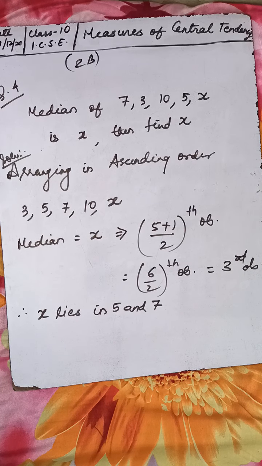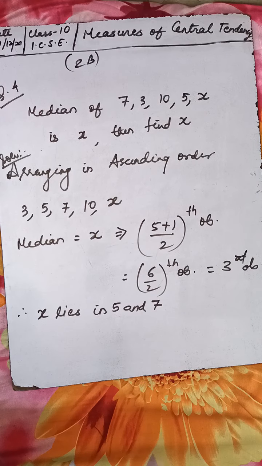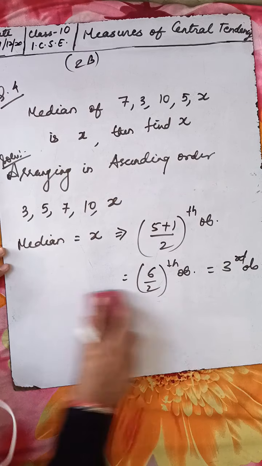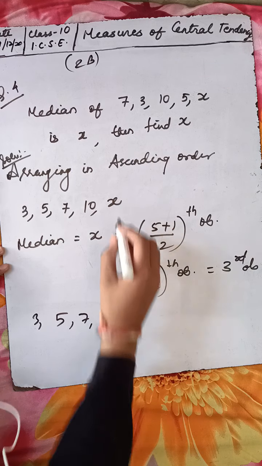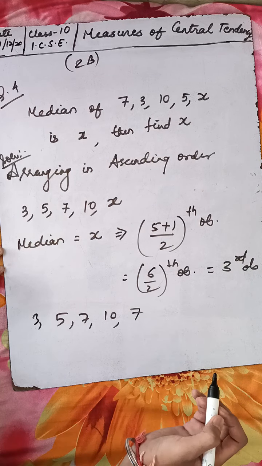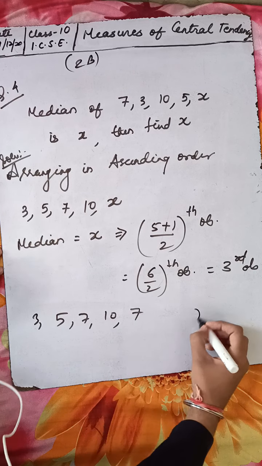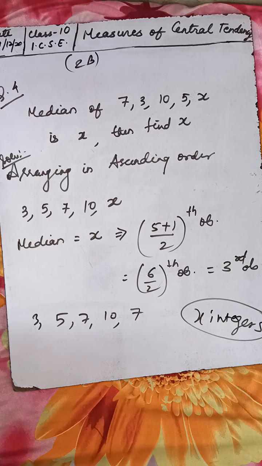But that is wrong. Now how is it wrong? Because if you put x is equal to 7 and go on calculating the mean, your answer will be different. See, if I consider x as 7, the x should be an integer. In the question it is clearly specified that x is an integer. And we know what is the meaning of integers, right?